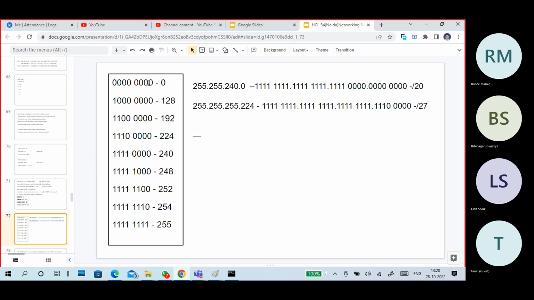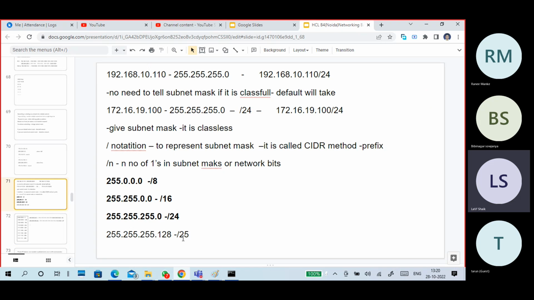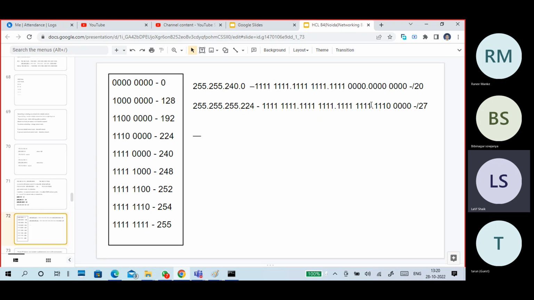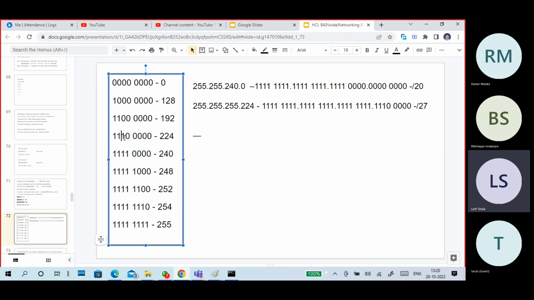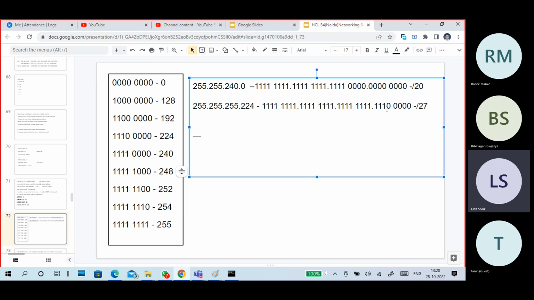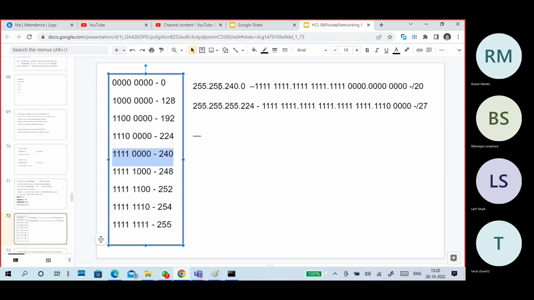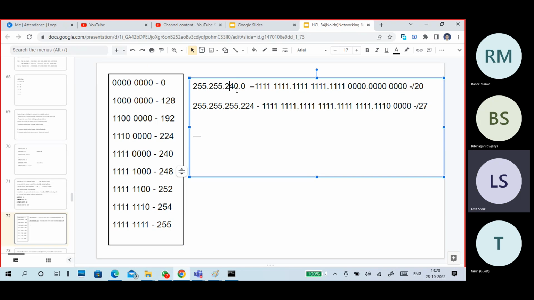128 means there is a single 1 in 128. Then it is /25. Similarly for the others. This is 24 ones, and this is 224. 224 has 3 ones, so 24 plus 3, 27. This is 240, 4 ones. 8 plus 8, 16, plus 4, 20.